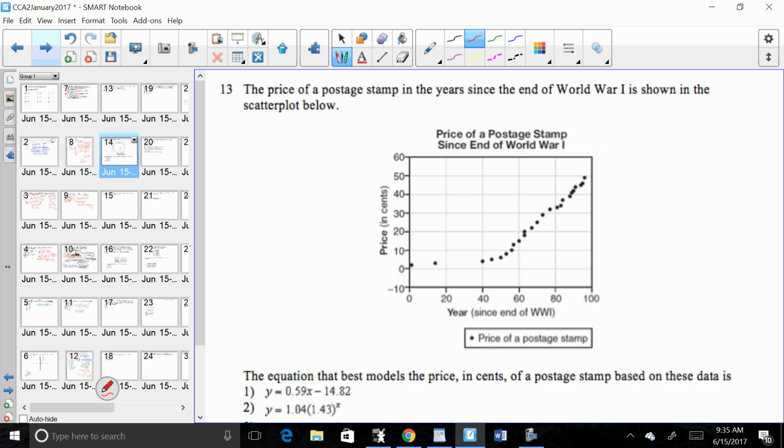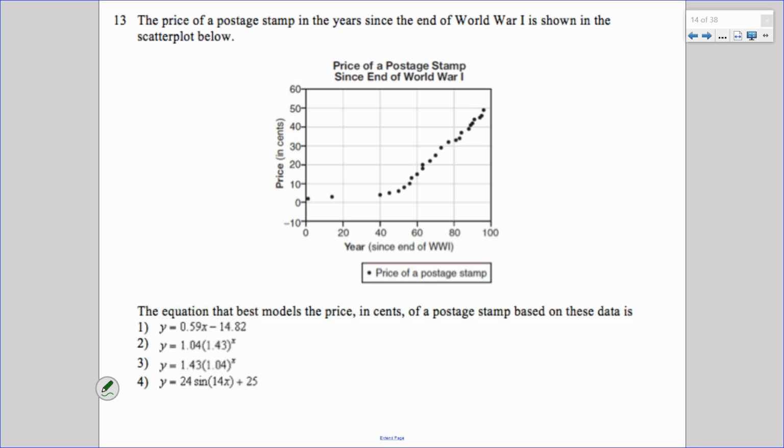Number 13. I don't like this question here, Steve. I do know that this is definitely an exponential function. So I can take out choice 1, which is linear. I can take out choice 4, which is a sinusoidal. But I didn't love the rest of it.